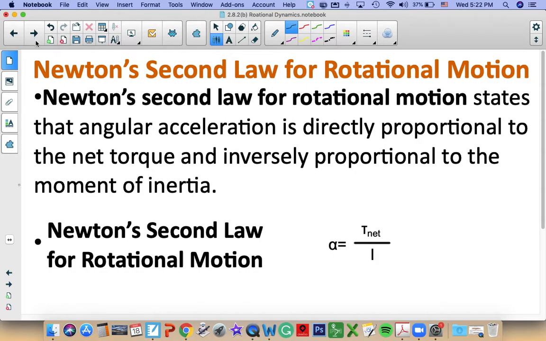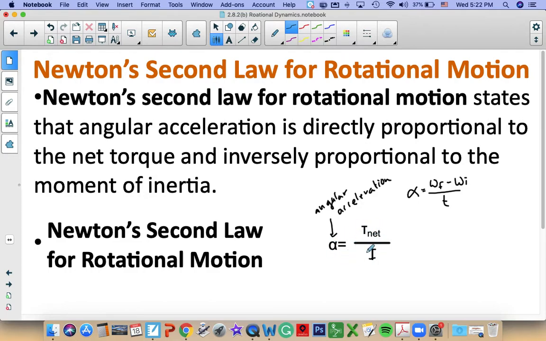Newton's second law for rotational motion states that angular acceleration is directly proportional to the net torque and inversely proportional to the moment of inertia. That's our I down there. This is angular acceleration, which, if we remember what that is, we can write that equation off to the side. That's the final minus initial angular velocity over time. We might need to relate that to that. And then we have net torque divided by moment of inertia.